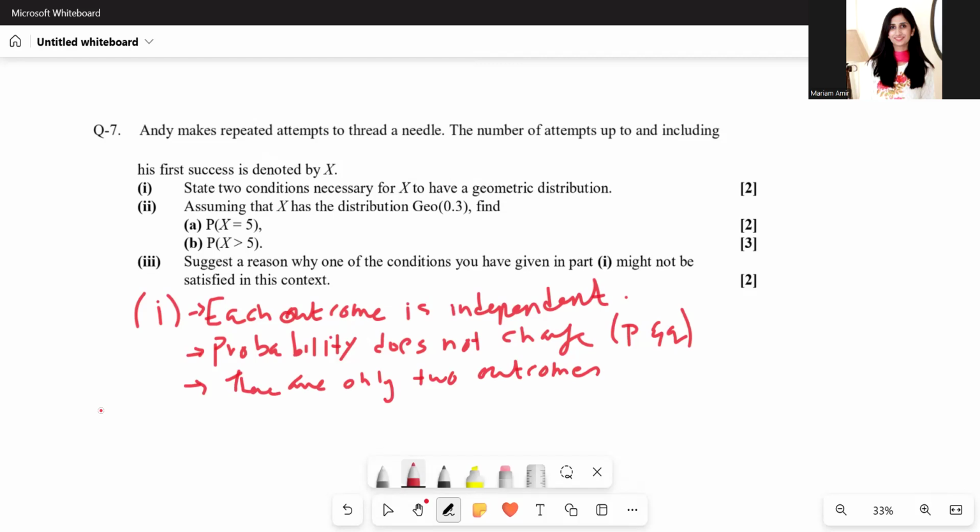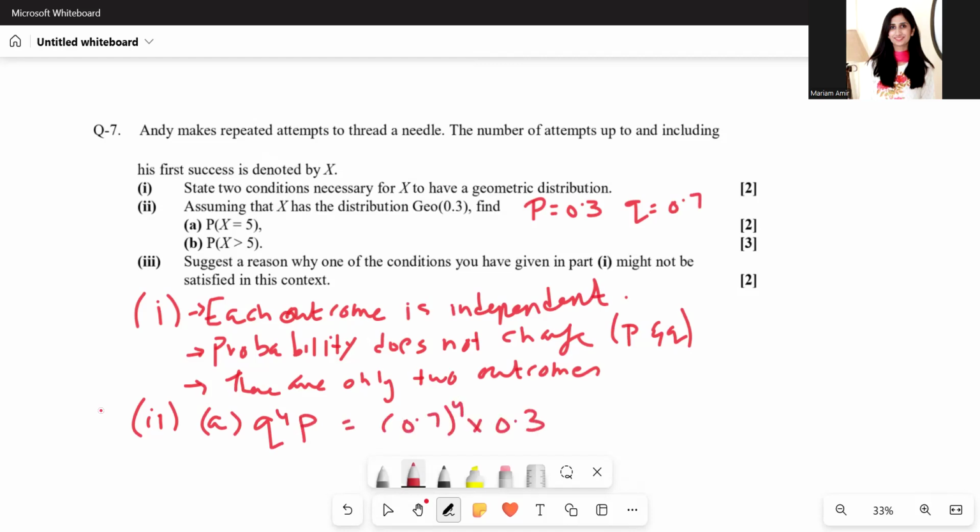Part 2, assuming that X has a geometric distribution with probability of success 0.3, which means probability of failure is 0.7. Part A, find probability X is equal to 5. That is, the first time success happens is on the 5th attempt. So we will write q power 4 times p. So 0.7 power 4 times p, 0.3. This gives 0.072 after rounding.